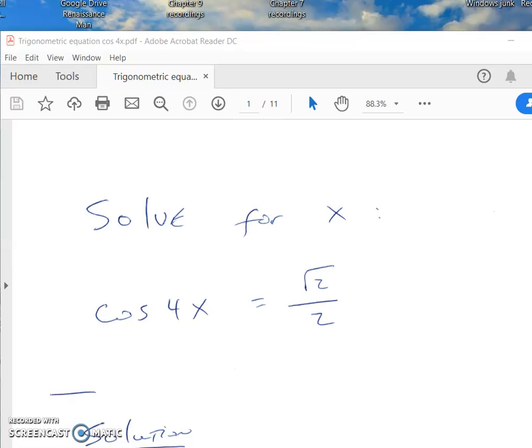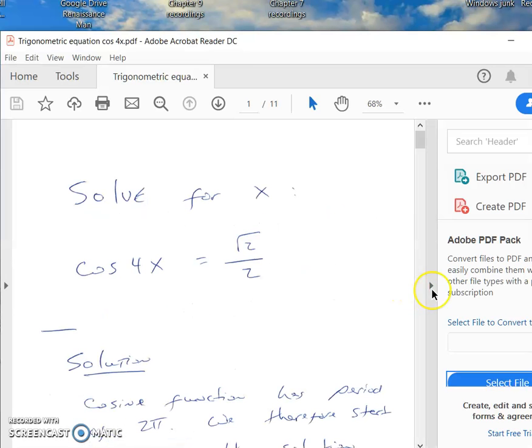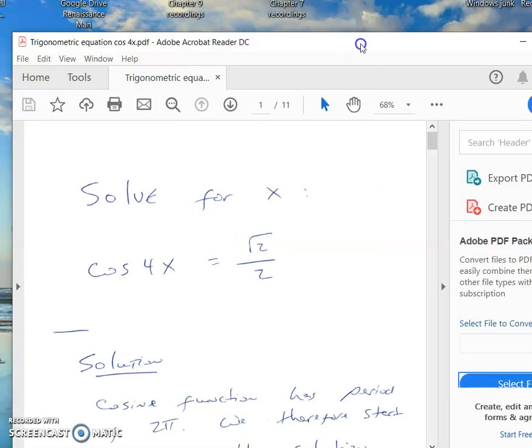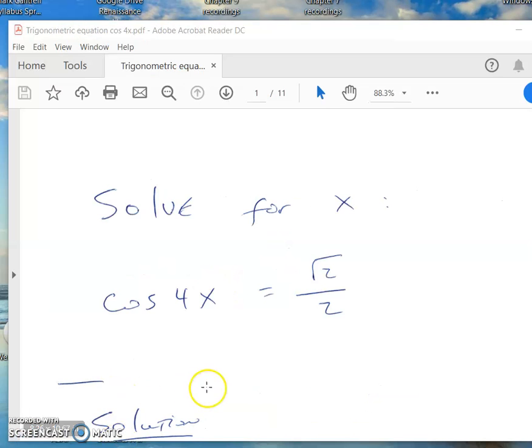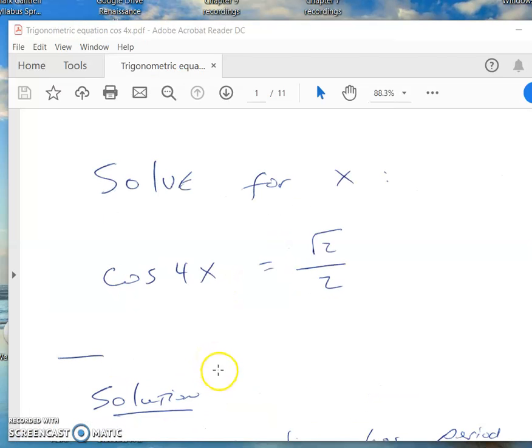Okay, this is a recording to discuss a problem commonly referred to as a trigonometric equation. What we're basically doing here is we have an equation, it looks like this, and we're trying to solve for x. All right, so the equation obviously is cosine of 4x equals square root of 2 over 2.